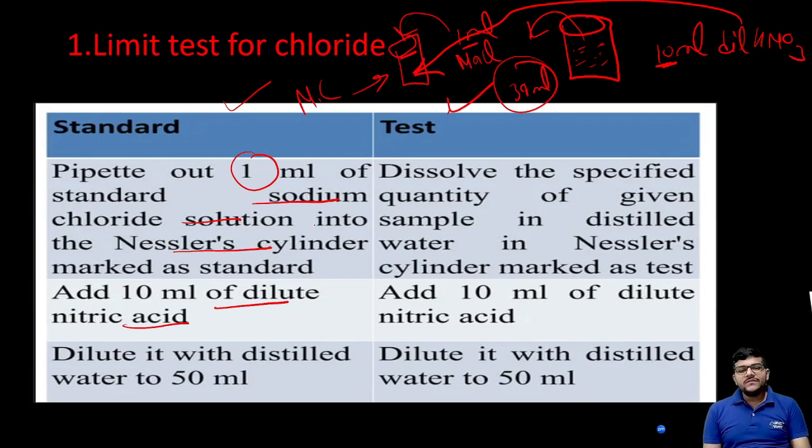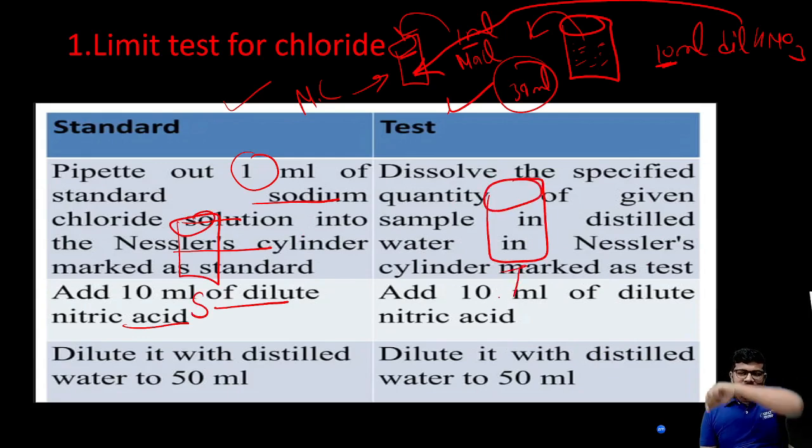We are taking two Nessler cylinders. One we mark S for standard, and the next we mark T for test. After that there is the same procedure for the remaining steps. We add 10 ml of dilute nitric acid, HNO3, into it and dilute it with distilled water to 50 ml. We have to make the volume up to 50 ml, so the remaining amount of water I have to add to make it 50 ml. So this has become our test sample.